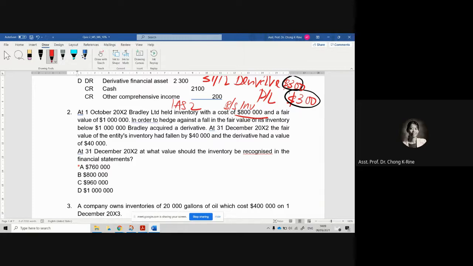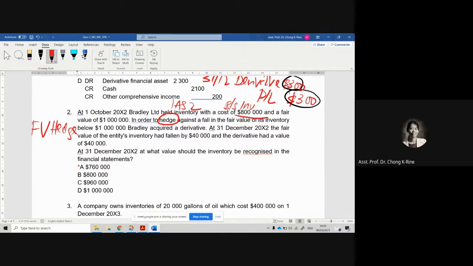So, in order to hedge, can you see this is the keyword? We are going to have a derivative, and this is about hedging. We want to hedge against the risk of falling fair value of the inventory, and therefore we acquired a derivative. So this is probably a fair value hedge. Because if the value of the inventory drops all the way down to, let's say, 700,000, we have to write off 100,000 as a written off expense under expenses.